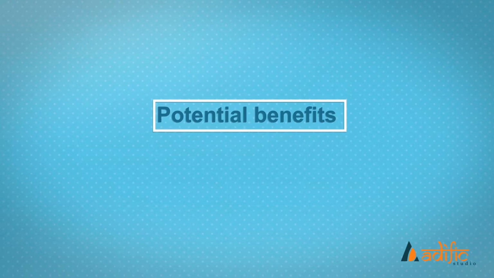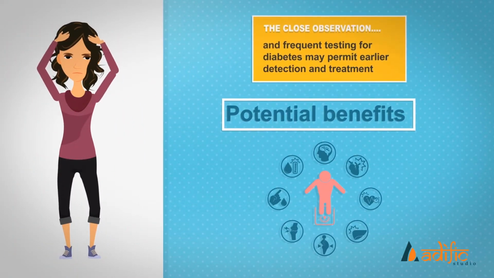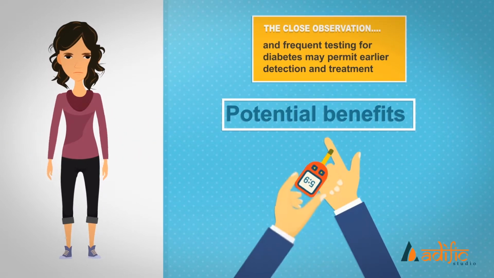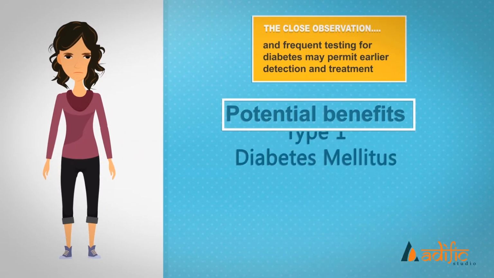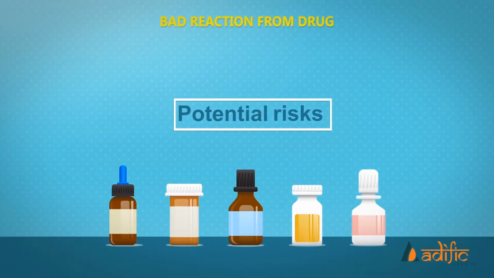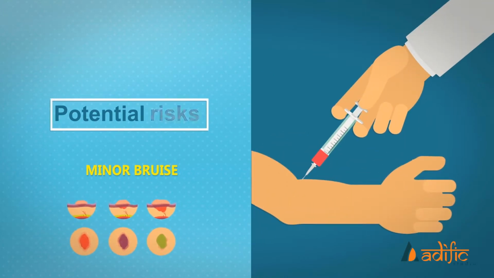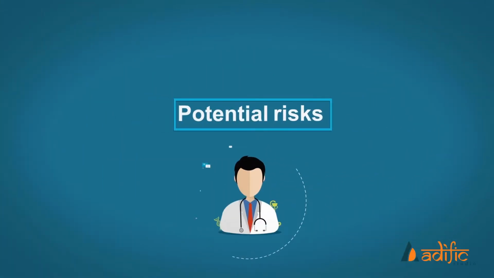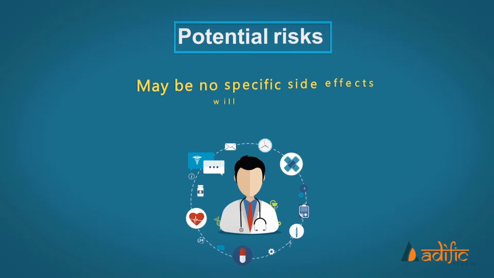Potential benefits. Since you are at high risk of developing diabetes, the close observation and frequent testing for diabetes may permit earlier detection and treatment of type 1 diabetes mellitus. Potential risks. There may be bad reaction from drug, minor bruise at the site of blood testing, and may be unknown effects which scientists may not know because they are also in a learning phase, or maybe no specific side effects will be there.